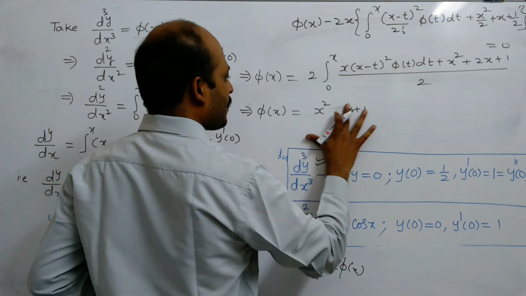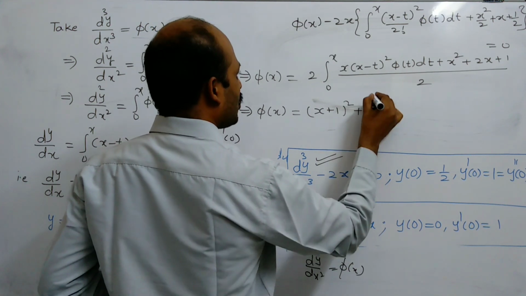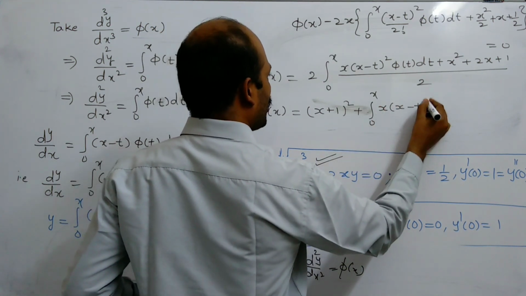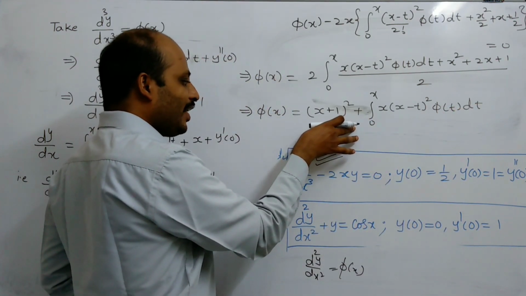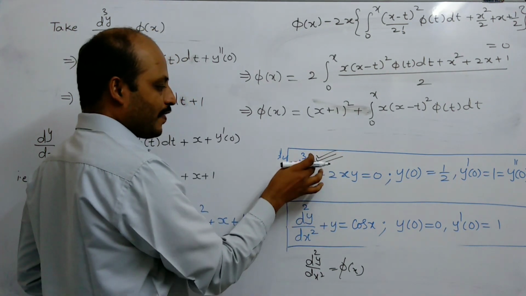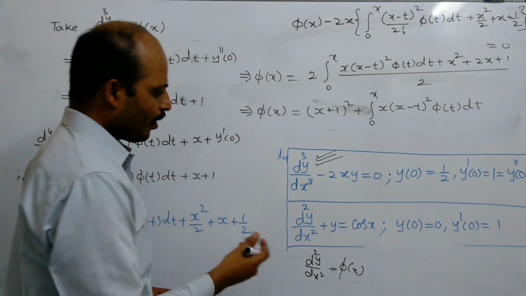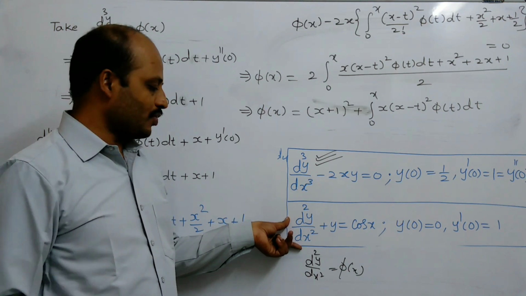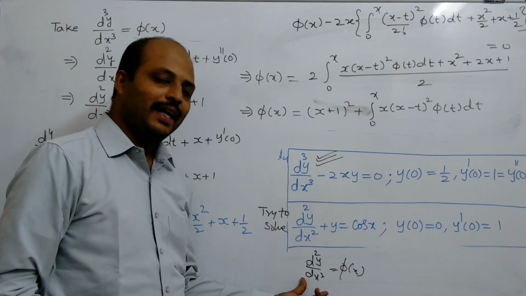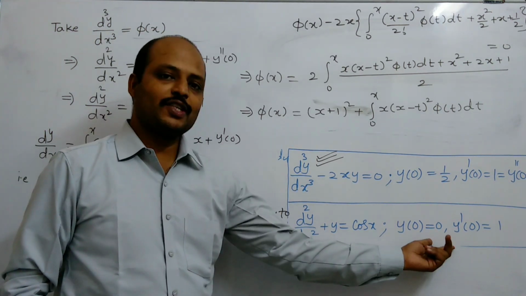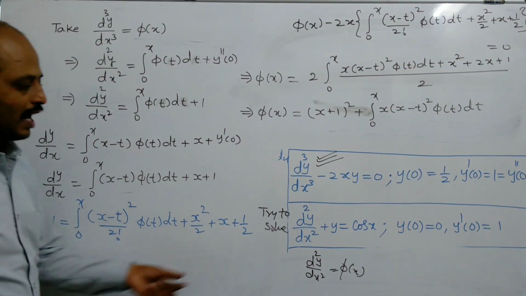This term can be written as x plus 1 whole square, plus 2 gets cancelled, integral 0 to x into x minus t whole square phi of t dt, which is the required integral equation corresponding to this differential equation d cube y by dx cube minus 2xy is equal to 0 according to these boundary conditions. You observe that the last problem, you try to solve this problem by taking d square y by dx square is equal to phi of x. Use these boundary conditions and the procedure is as it is. You observe the procedure and try to solve this problem.